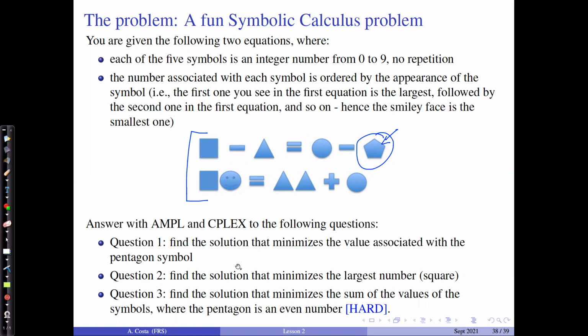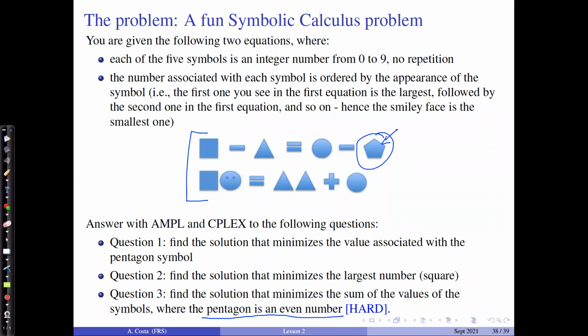The second one, you want to find a solution that minimizes the largest number. The third, you want to find a solution that minimizes the sum of the values of the symbols, but you need to have this additional condition that the pentagon is an even number.